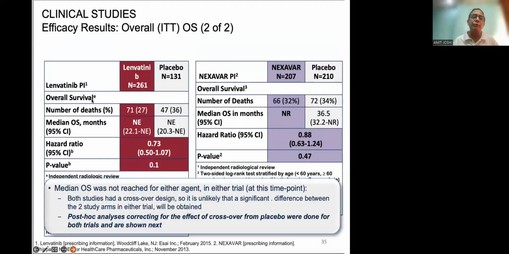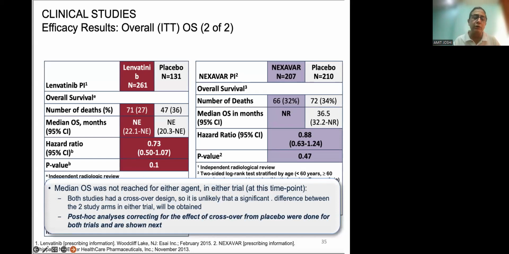The other important point, if you make this cross-trial comparison of the lenvatinib trial versus the DECISION trial, that is the sorafenib trial, is the overall survival: the hazard ratio for overall survival is 0.73. As I told you, as the hazard ratio number comes down, the probability of the drug being more efficacious is proven. So it is 0.73 compared to 0.88.